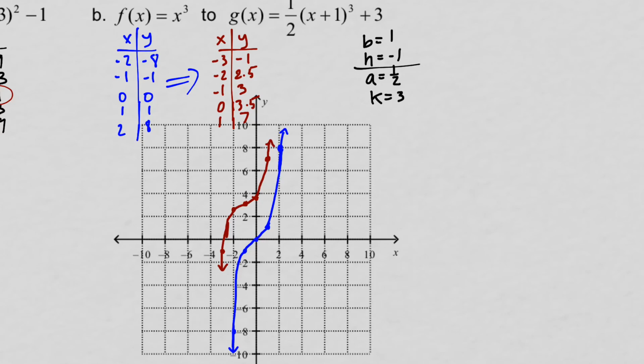Okay, here you go. This is the correct solution for part B. This is the parent function table that I gave you guys. B is 1, H is -1, A is 1/2, and K equals 3. And then I went ahead and did the transformation. The blue one is the parent function. The red one is the transformed function after subtracting -1, subtracting 1 for the x values, multiplying by 1/2, and adding 3 to the y values.